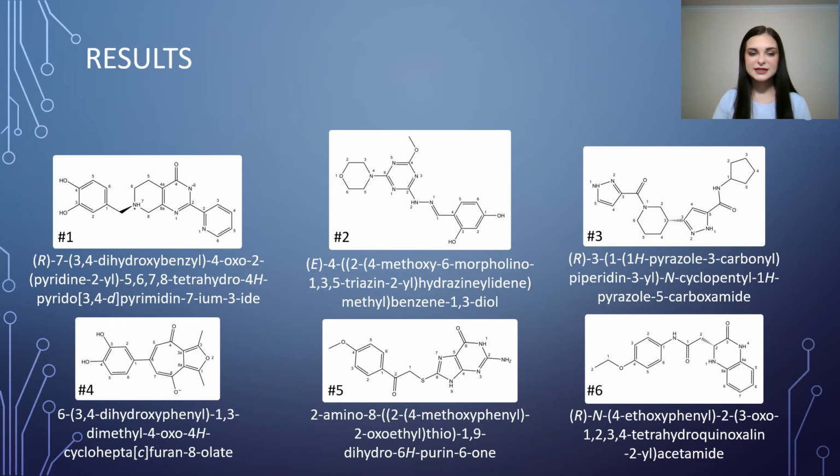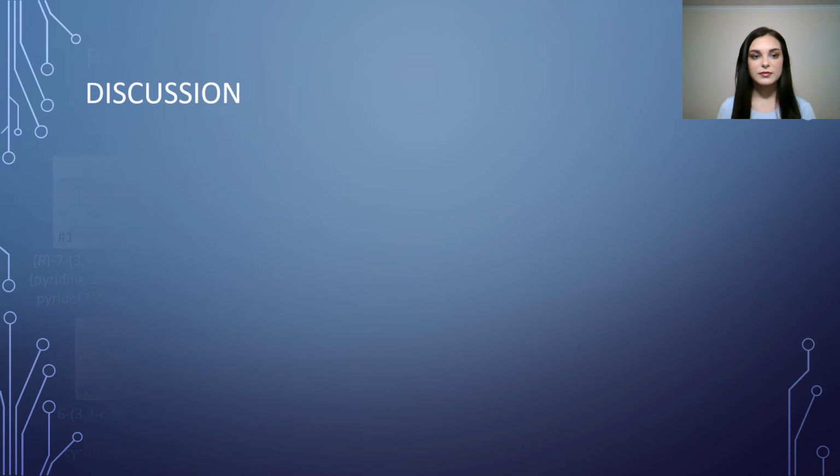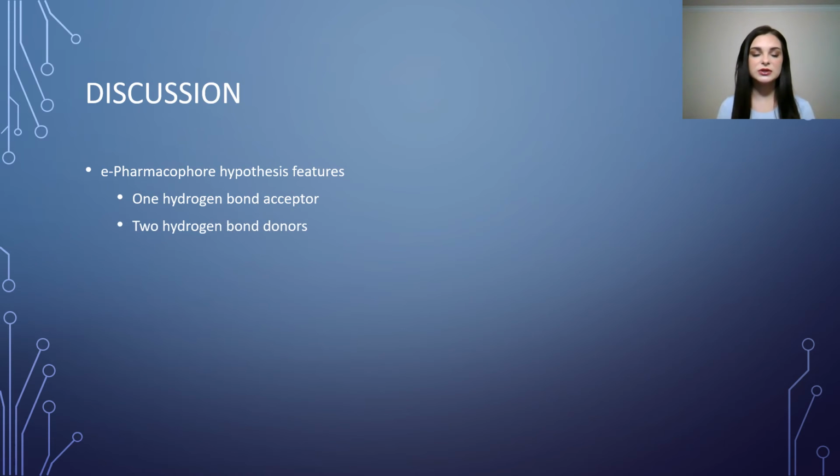This slide contains the structures of the 6 compounds that remained following extra precision docking. The E-pharmacophore hypothesis contained 5 features. The first feature was a hydrogen bond acceptor, the following 2 were hydrogen bond donors, and the last 2 were aromatic rings.